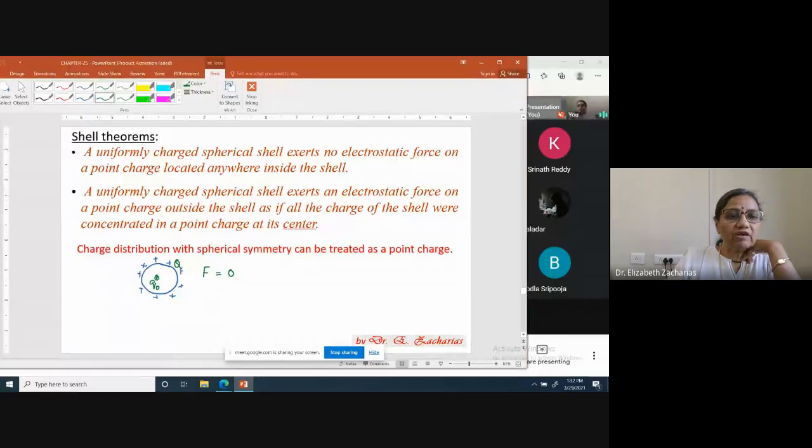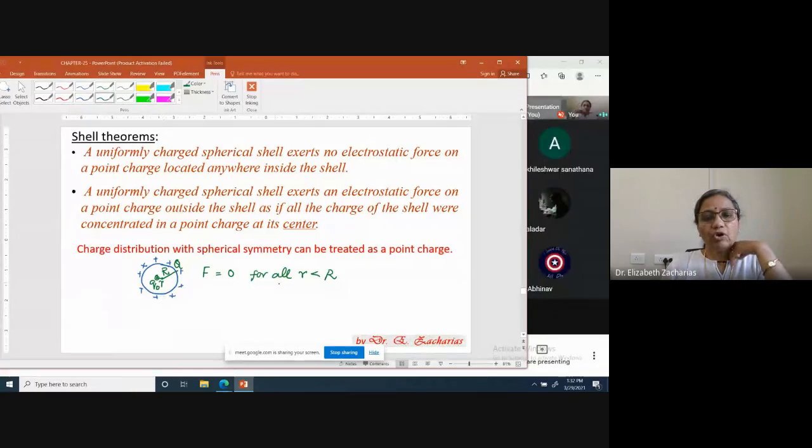Now let us go to shell theorem 2. Shell theorem 2 says that a uniformly charged spherical shell exerts an electrostatic force on a point charge outside the shell. Let us say that the radius of the shell is capital R, then F is equal to 0 for all small r less than capital R. When I say small r, I am talking of the distance of Q naught from the center of the shell. So for all small r less than capital R, the force is 0.